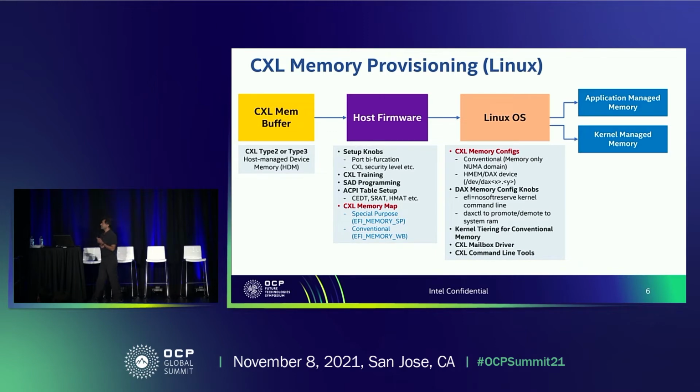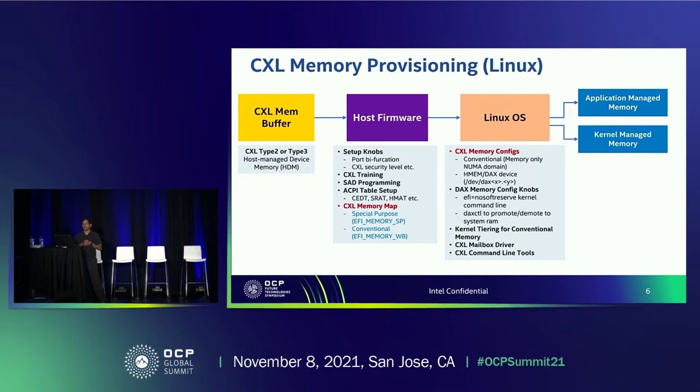Now, to provision the CXL memory, first and foremost, you need to have either a type 2 or type 3 device connected to the platform. That's number one. And then the firmware. In the host firmware, you need to have lots of configurable knobs that you need to worry about. The key things: is it a by 4 device? Is it a by 8 device? Is it a by 16 device? Gen 5 capable? There are certain CXL specific constructs like security level. So you will have to focus on setting up the BIOS knobs so that the CXL card can get trained successfully.